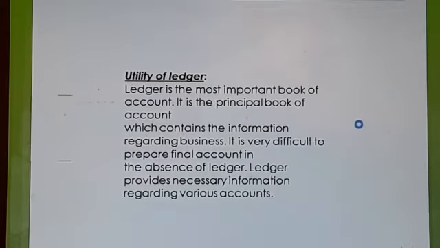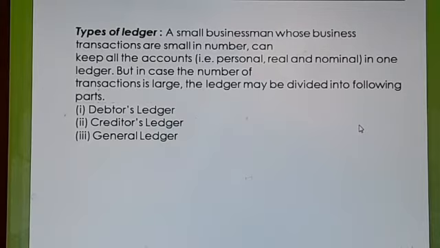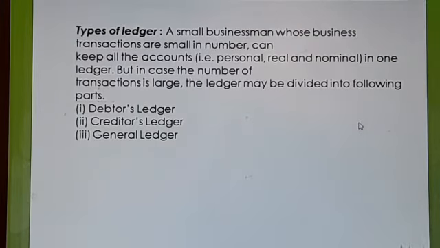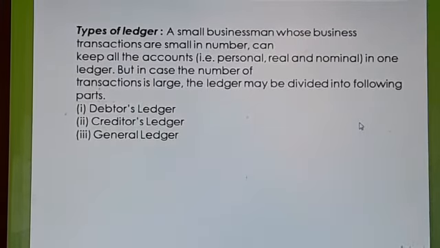Next, our topic is types of ledger. A small businessman whose business transactions are small in number can keep all the accounts, that is personal, real and nominal accounts, in one ledger. But if the number of transactions is large, the ledger may be divided into the following parts. These are debtors ledger, creditors ledger and the general ledger.